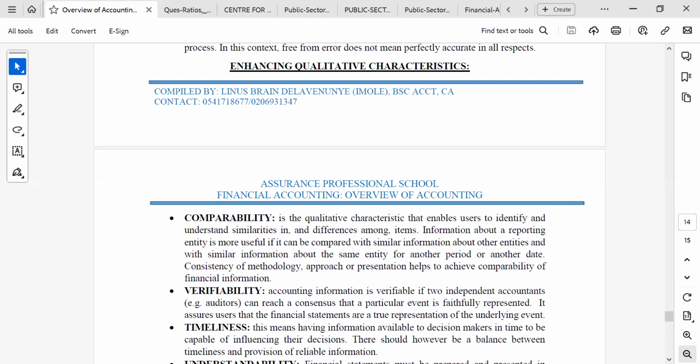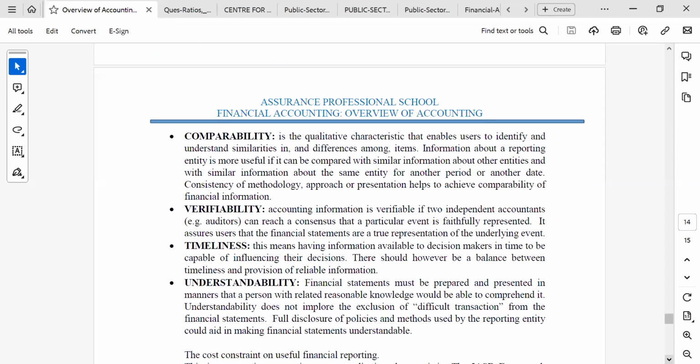What do you mean by timeliness? Timeliness involves accounting information being provided at a specific and required time, or on time. So if an investor wants to invest into a company and he or she needs the company's audited financial statement within a specific time, the company should be able to provide it at that specific time.